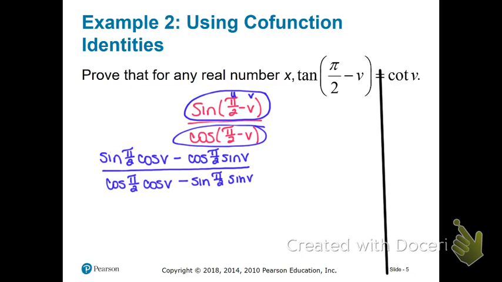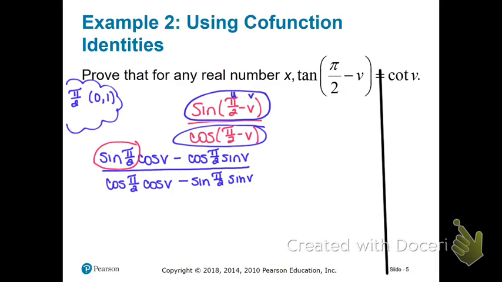Now remember, we know some values for pi over 2 that are going to help us find sine of pi over 2, don't we? So what do we know about pi over 2? What's its ordered pair? It's up at the top, so it's going to be 0, 1. And so as I go through here and start working, sine of pi over 2 is equal to what then? Sine is the x or the y? The y. So we have 1 times cosine of v.